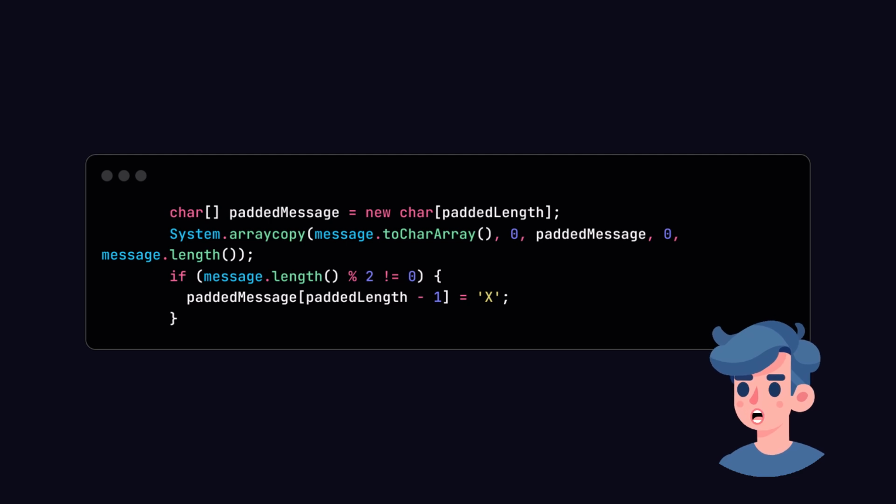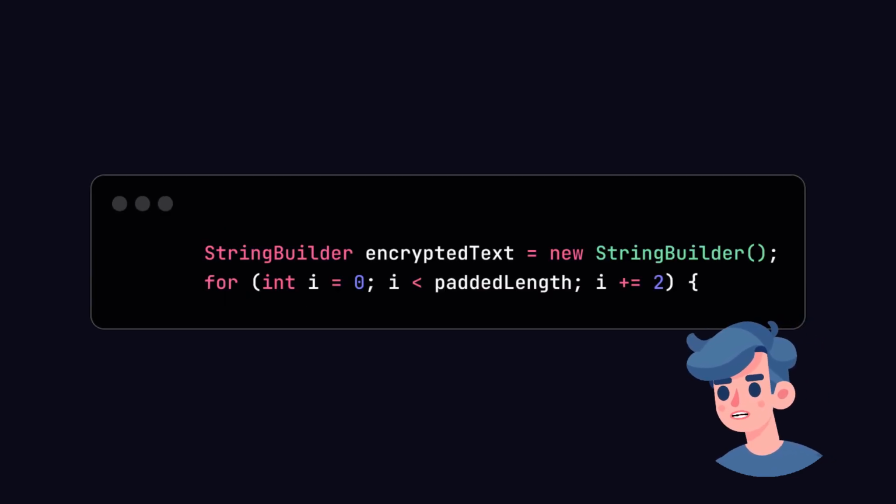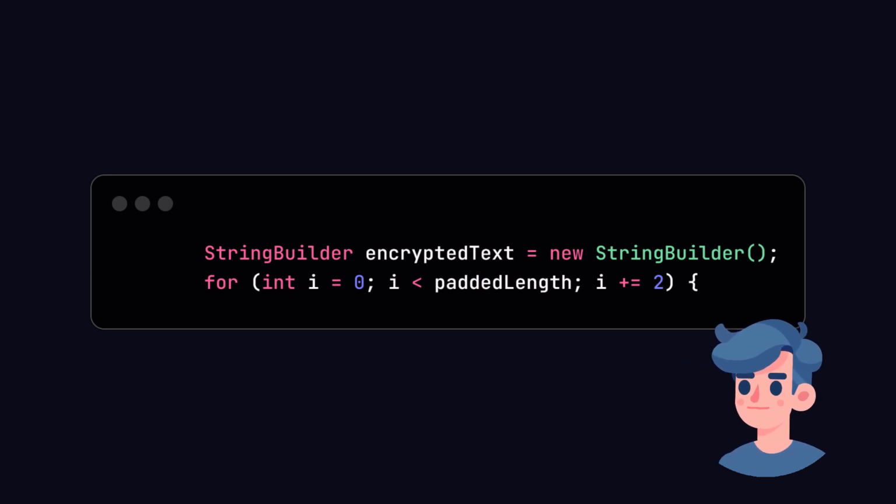Now, we will create an array to hold the padded message. If the message length is odd, we will add a dummy character. Let's use X as our padding character. Next, we'll convert the characters into numerical values that we will then encrypt using matrix multiplication.